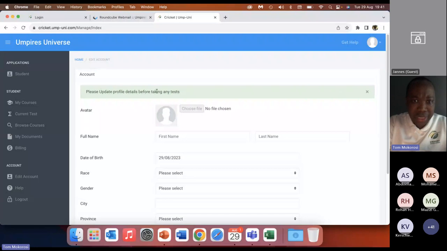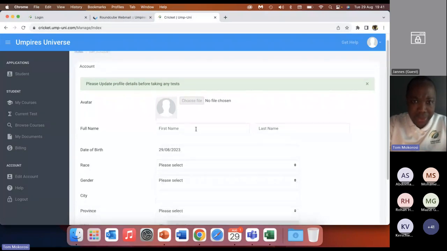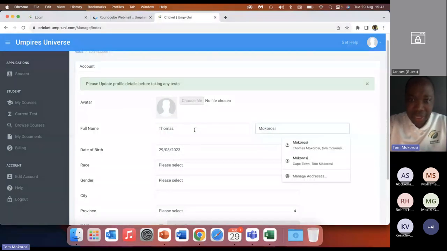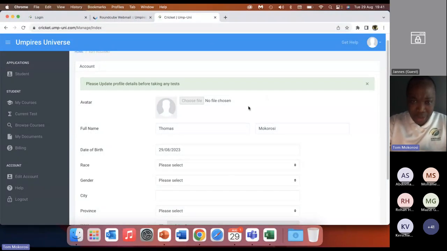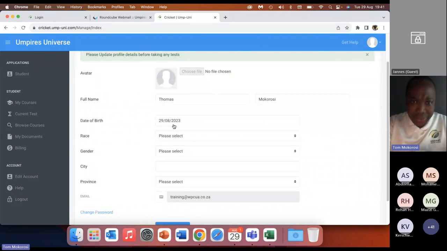Please update profile details before taking any test. And again, you'll only have to do this once. You won't have to do it for every exam attempt. So quite important, full name, which will appear on your certificate. So don't put your nickname, don't put your wife's name, don't put what your friends call you, put the full name that you want to appear on the certificate.